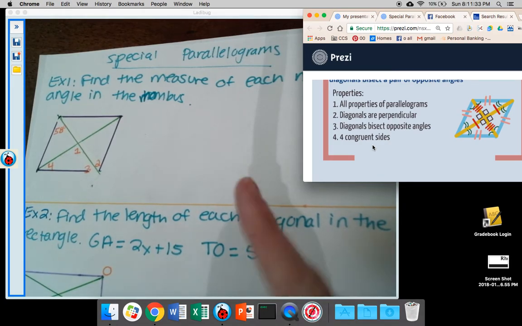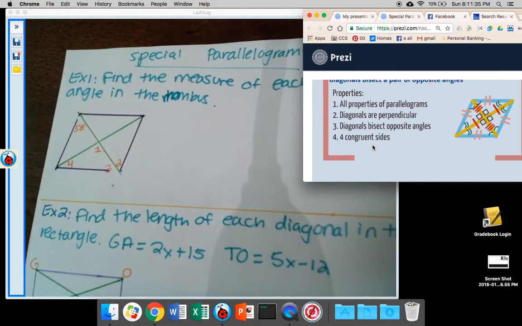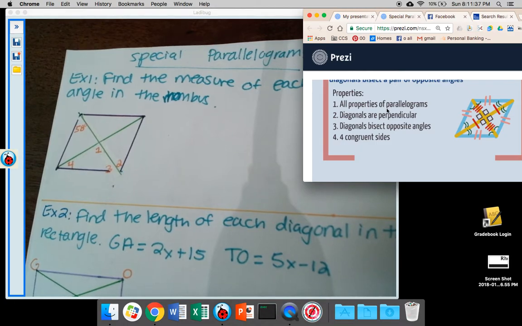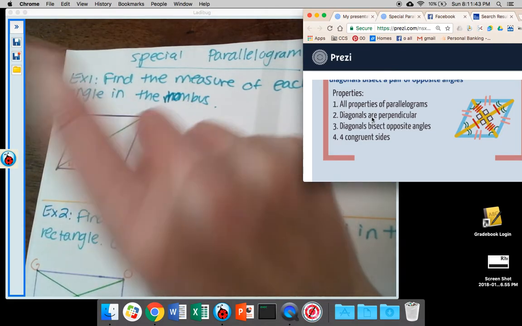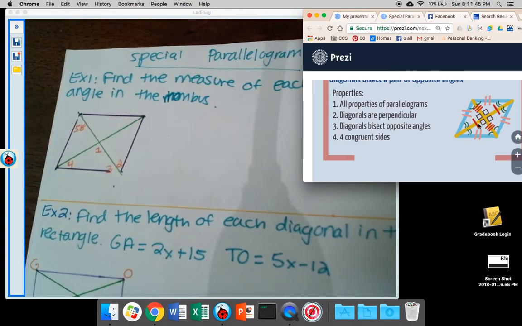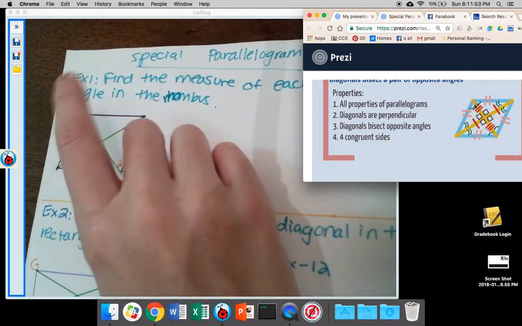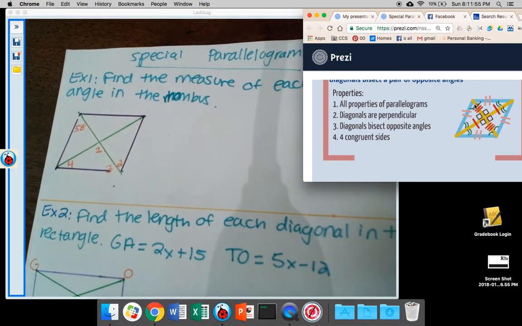So remember, the properties of a rhombus include those of a parallelogram because it is a type of parallelogram. The diagonals are perpendicular, so when these two diagonals intersect, bam, they form four 90-degree angles. The diagonals bisect opposite angles, so when the diagonal hits the corner, it cuts it in half and makes two congruent angles. Finally, by the definition of a rhombus, it has four congruent sides.